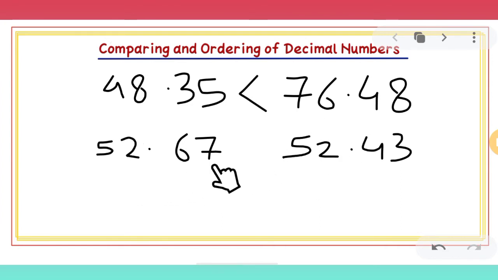So now if we have to compare these two numbers, we will see the first digit after the decimal, that is 6 and 4. Now in 6 and 4 we know 6 is bigger and 4 is smaller. That means 52.67 is greater than 52.43. In this way we can compare our decimal numbers.